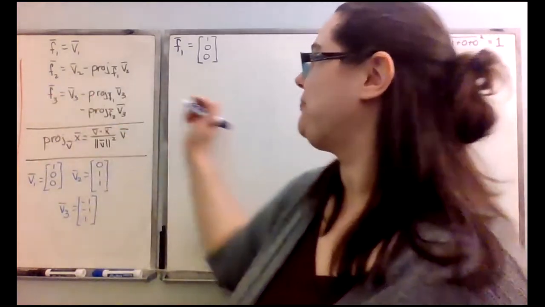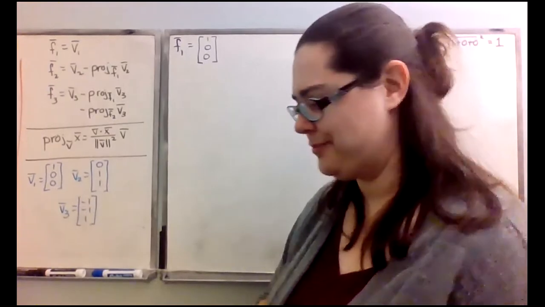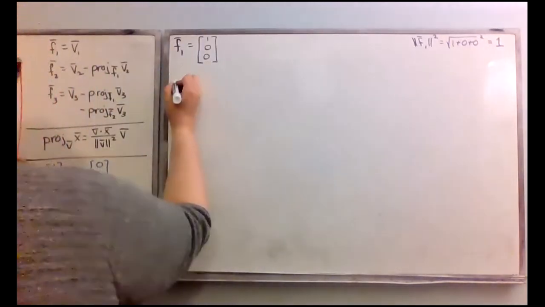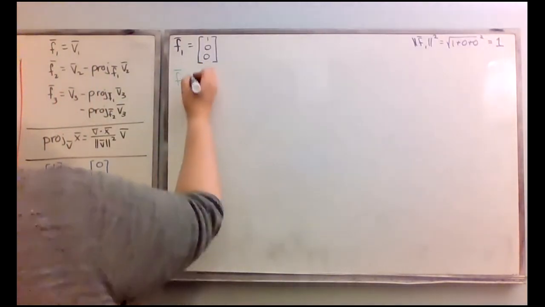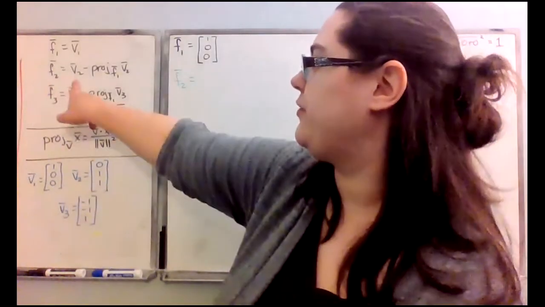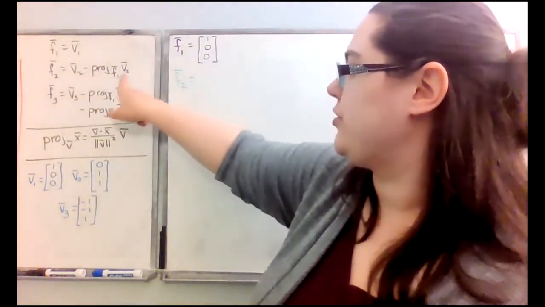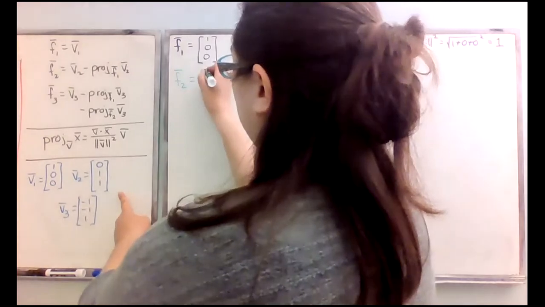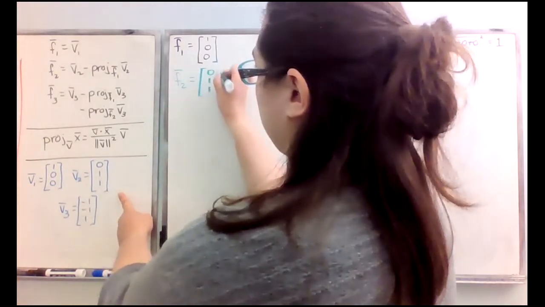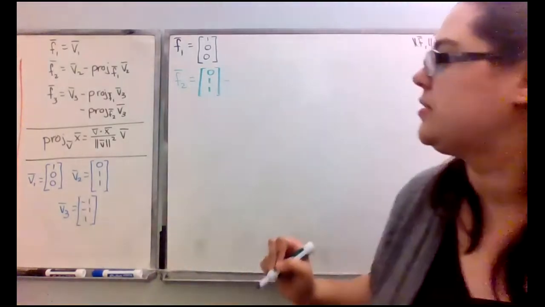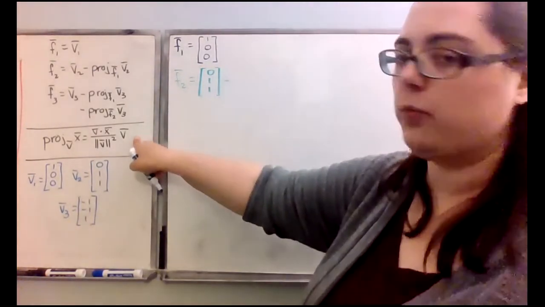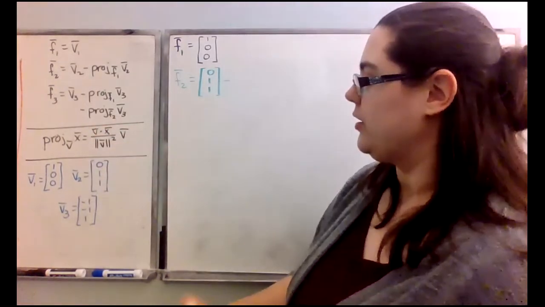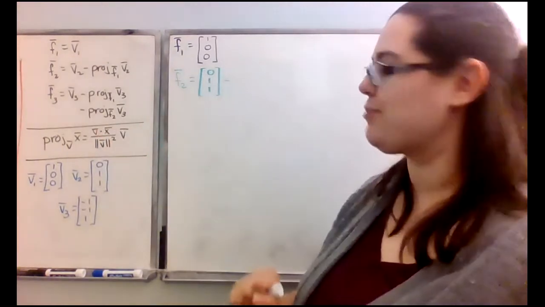So let's find F2. Let me use a different color for that. Let's try green. Let's see if green works today. F2 is going to be V2 minus the projection of V2 onto F1. So F2 is going to be V2, so 0, 1, 1, minus this projection. Now, if you want to write the formula in here, you can. I'm going to just jump directly onto this piece. For this piece, we're using dot product. So I'm going to keep it dot product.